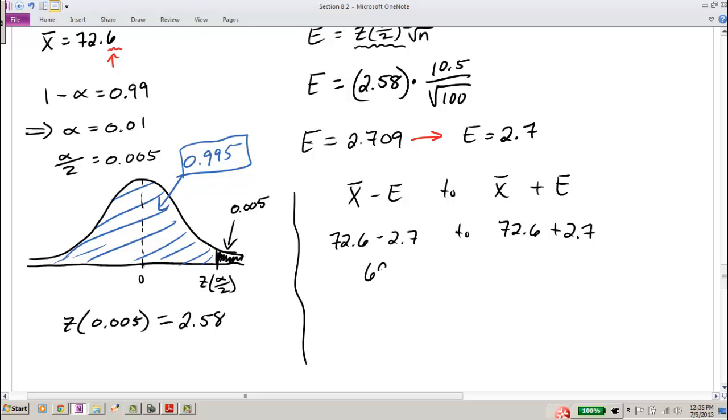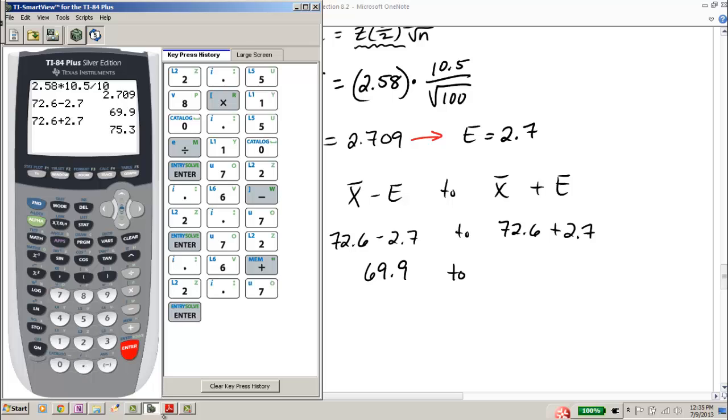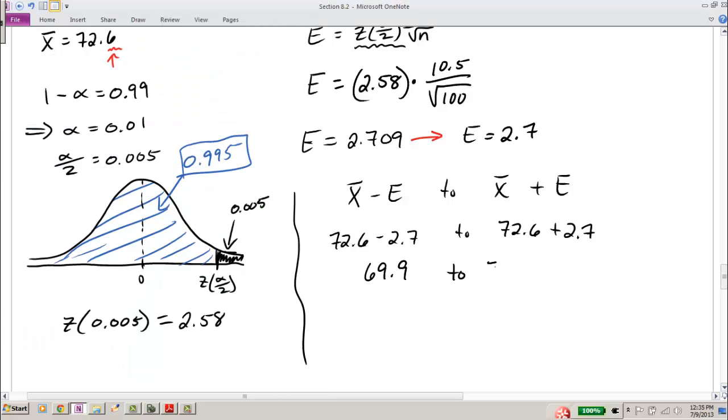69.9 for our lower limit. 75.3 is our upper limit. So 69.9 to 75.3 is the 99% confidence interval for mu.